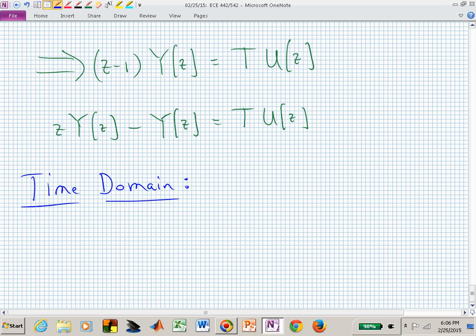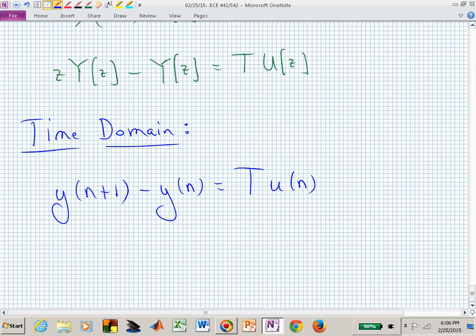What is z to the minus 1 in the time domain? That's a delay of 1, so its inverse, multiplication by z, is an advance by 1. z Y(z) is then just little y of n advanced 1, or one step into the future. I now have y of n plus 1 minus y of n is equal to T u of n.